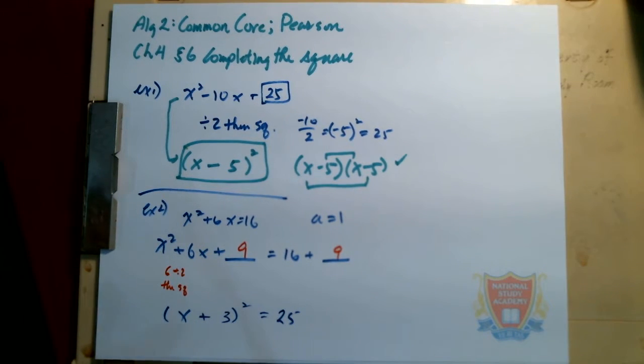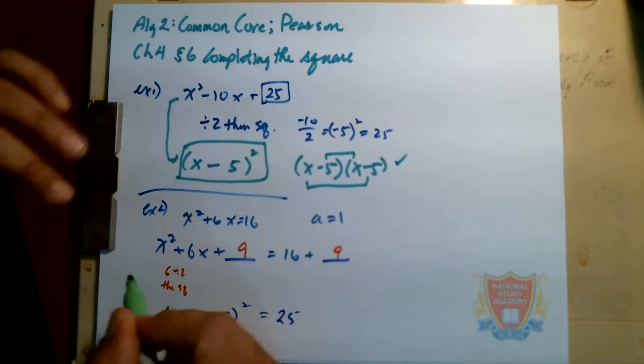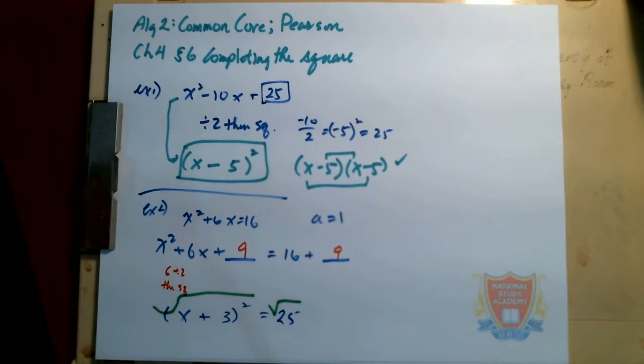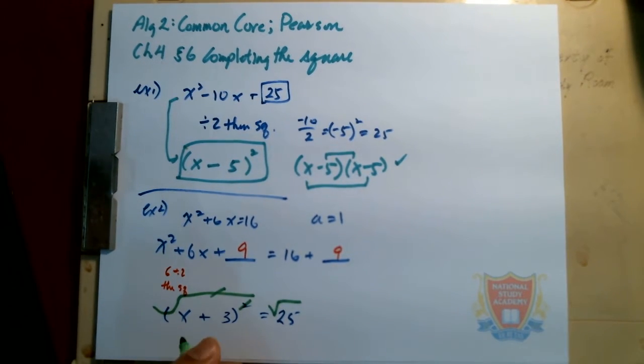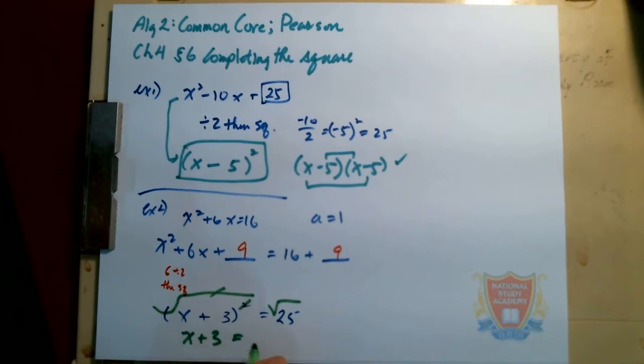Now what do we do? Here at this stage, what we can do to get rid of the square is square root both sides. That's the key. When we square root the left side, the square and the square root cancel. You end up with x plus 3 equals, what's the square root of 25? You should know that by now. It should be 5, right? 5 squared is 25. There's a little caveat. You have to put plus or minus 5. If you don't put plus or minus, then you're going to get it wrong.